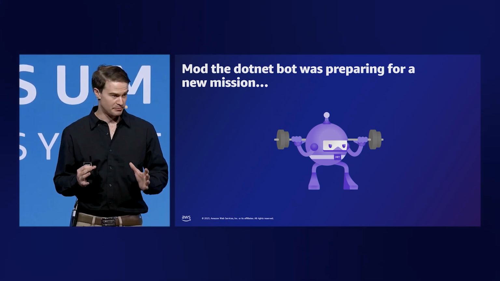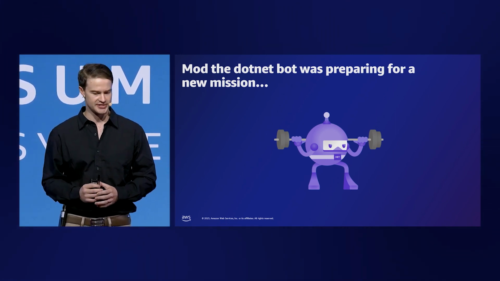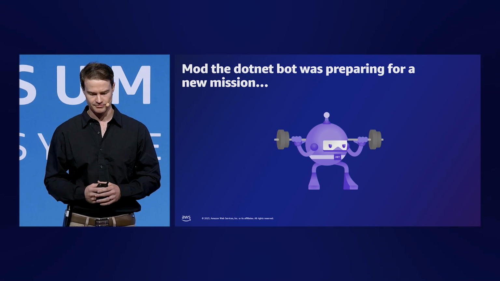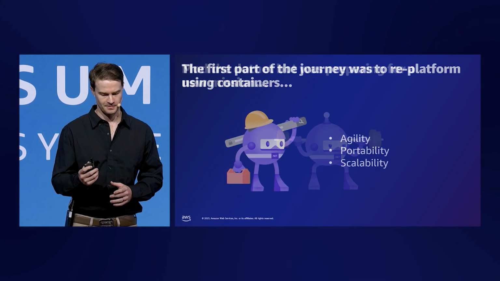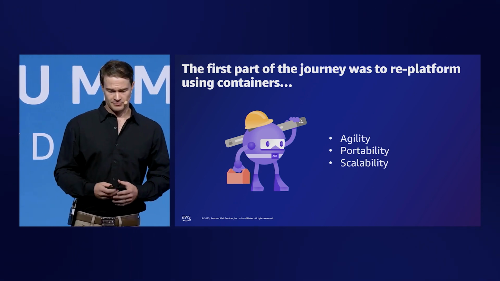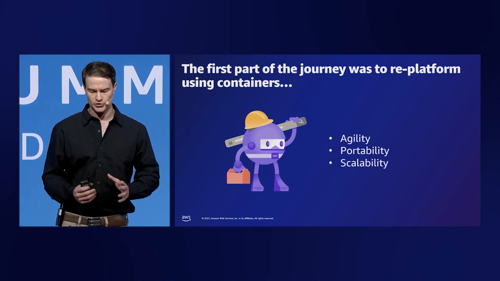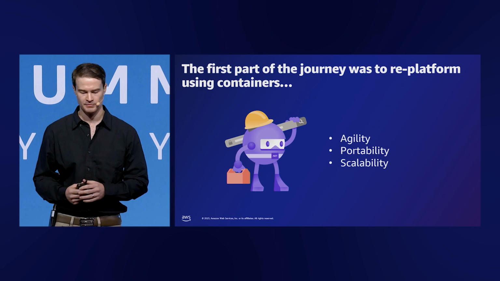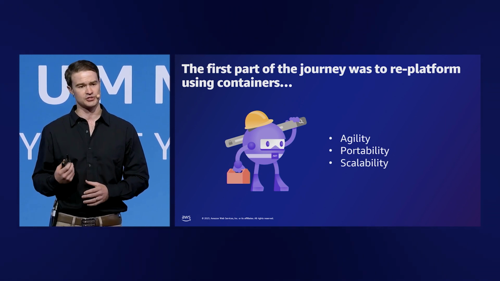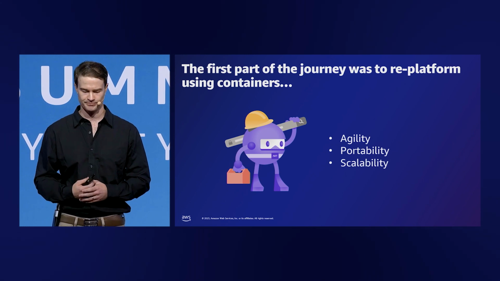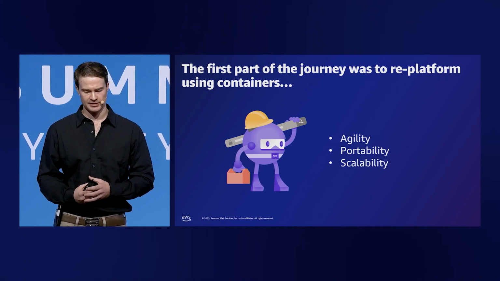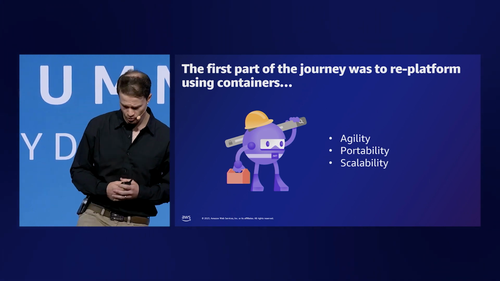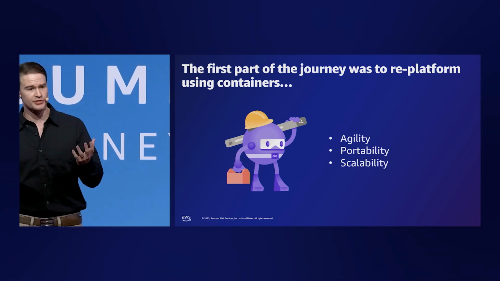Mod, the .NET bot, was preparing for a new mission, tasked with modernizing an outdated .NET application. Mod was excited to take on the challenge. The first part of the journey was to re-platform using containers. The containers provided increased agility, portability, and scalability. Mai showed us how easy it was to build with containers on AWS using a blue-green deployment model. Mod was amazed at how quickly the application could be deployed and scaled up and scaled down to meet demand. It was a huge step forward in modernizing the application, bringing it up to speed with the latest technologies.